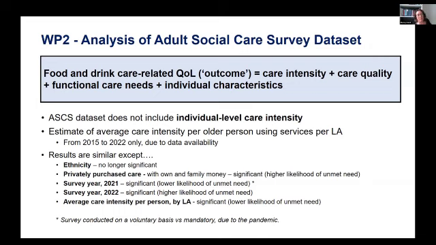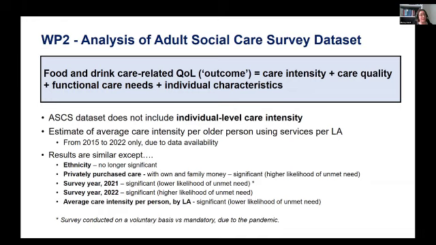And as I said, the one thing that we were missing from that first analysis was how much care they were receiving. Now, sadly, the adult social care data set available to researchers doesn't include any indicator of that. So we had to find a workaround. The workaround that we did was to look by local authority and work out the average intensity of care that they give to older people within that local authority. And because of the data availability, we couldn't go right back to 2011, but we could go from 2015 to 2022 and then include it and rerun the analysis.